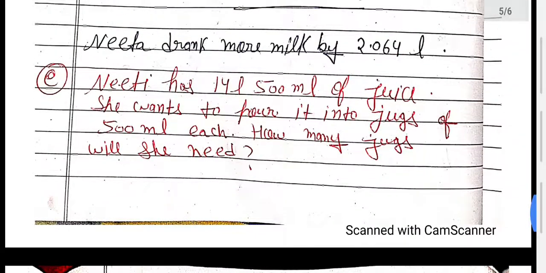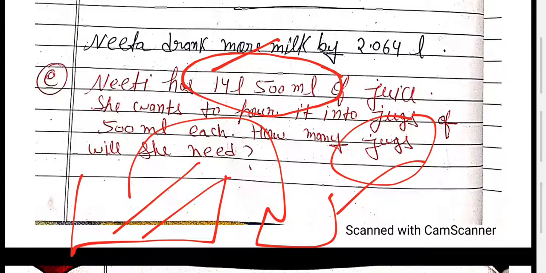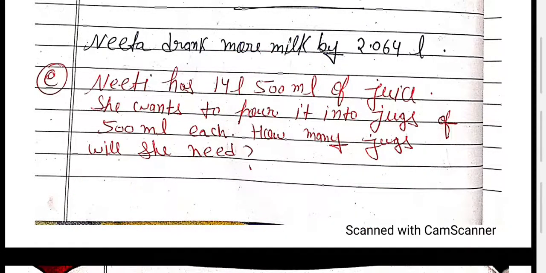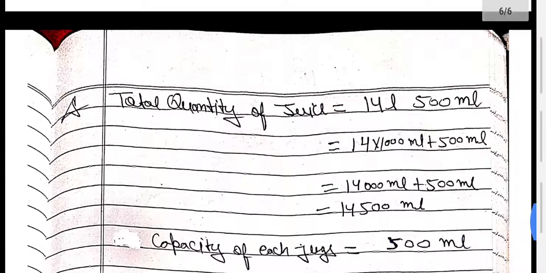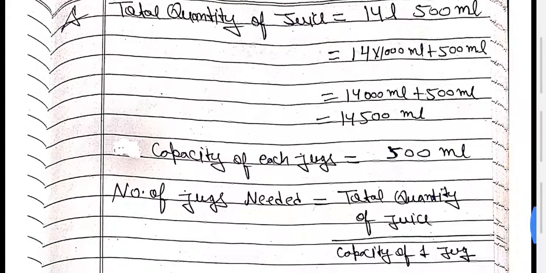Here the total juice quantity is more and the jug quantity is less, because you have to pour this juice into small jugs. So you have to divide the total capacity of juice by the capacity of one jug, because the jug is small. Total quantity of juice you have is 14 liter 500 milliliter. So first convert this into milliliter. When you multiply by 1000 it becomes milliliter: 14,000 milliliter plus 500 milliliter, which is 14,500 milliliter. So you convert the total juice into milliliter. Now the capacity of each jug, capacity means volume, is 500 milliliter.